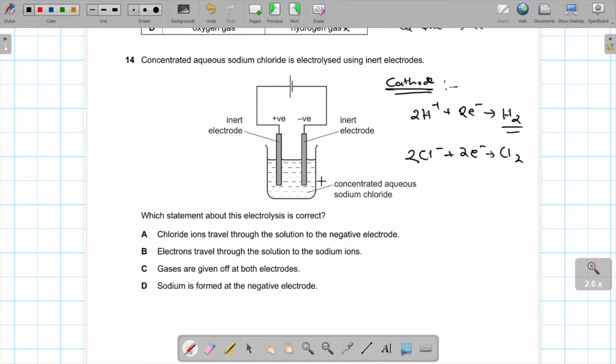Chloride ions travel through the solution to the negative electrode? Electrons travel through the solution? No, electrons never travel through the solution. Gases are given off at both electrodes, yes. Sodium is formed at the negative electrode, no. Now, why is A not an answer? Chloride ions travel through the solution to the negative electrode. No, chloride ions travel to the anode, and the anode is the positive electrode. So the answer is going to be C.